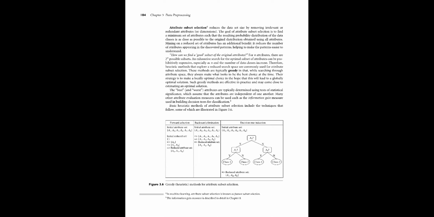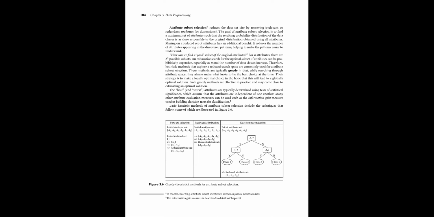The second one is stepwise backward elimination. The procedure starts with the full set of attributes, and at each step, it removes the worst attribute remaining in the set. The next one is the combination of forward selection and backward elimination. Stepwise forward selection and backward elimination can be combined so that at each step, the procedure selects the best attribute and removes the worst from among the remaining attributes.